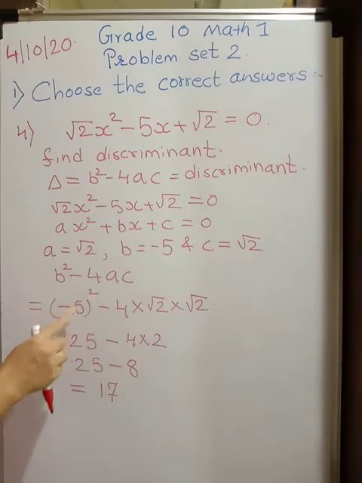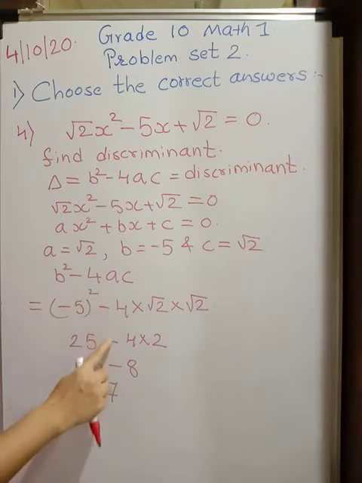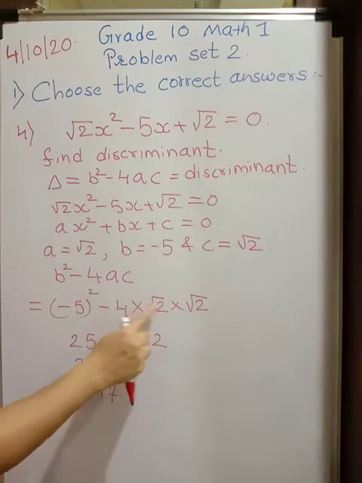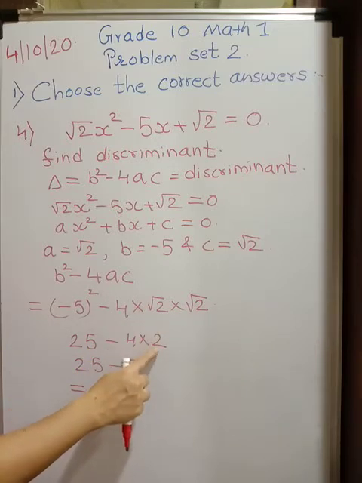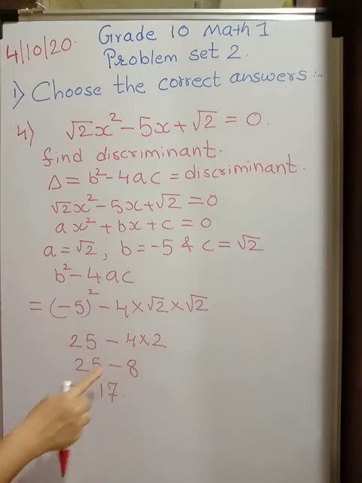Minus 5 square is minus 5 into minus 5. So minus into minus becomes plus. 5 square is 25. Minus sign as it is, 4 into root 2 into root 2 is root 4, so the square root of 4 is 2. So we have 4 into 2. 25 minus 8 will be equal to 17. So the value of b square minus 4ac is equal to 17. So I guess the correct option is B. B is given as 17 over here. Let's go for the next problem.